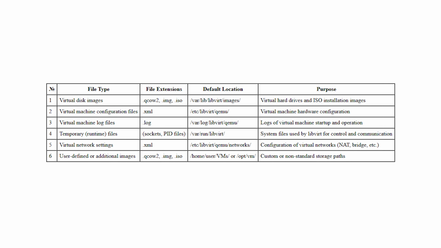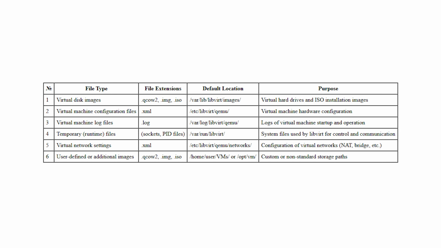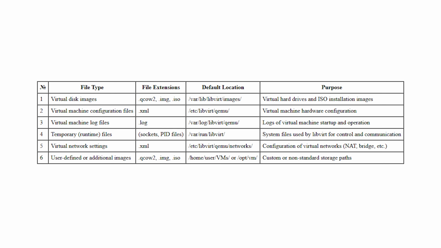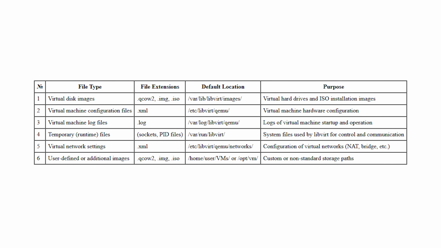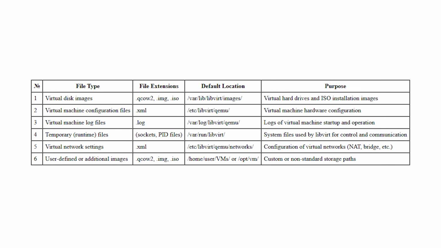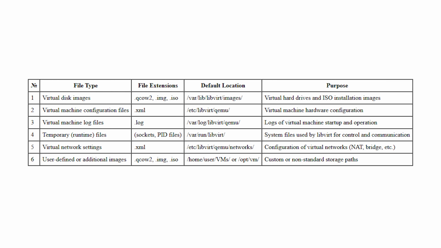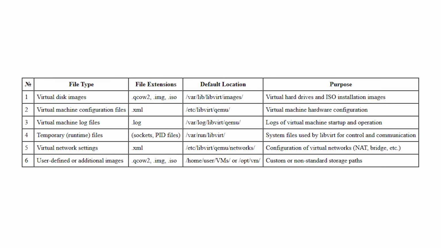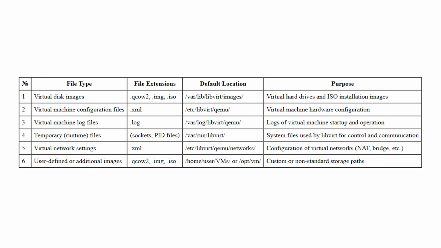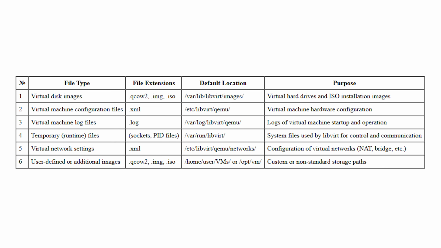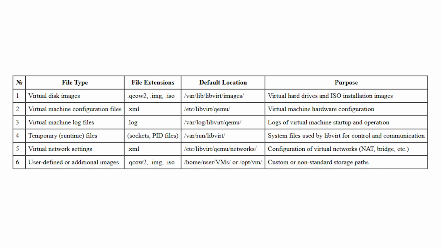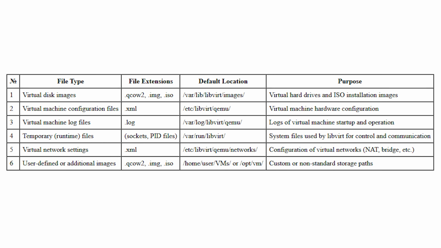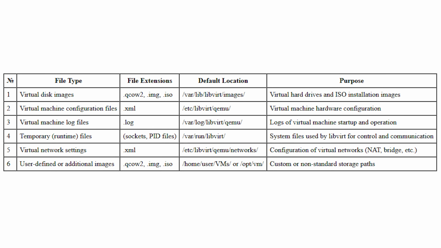Besides, the KVM hypervisor in Linux creates the following items: virtual machine configuration files, /etc/libvirt/qemu; virtual machine working logs, /var/log/libvirt/qemu; sockets, PID, runtime files, /var/run/libvirt; libvirt network settings, /etc/libvirt/qemu/networks; dumps or templates of virtual machine settings, home user VMs or opt VM.